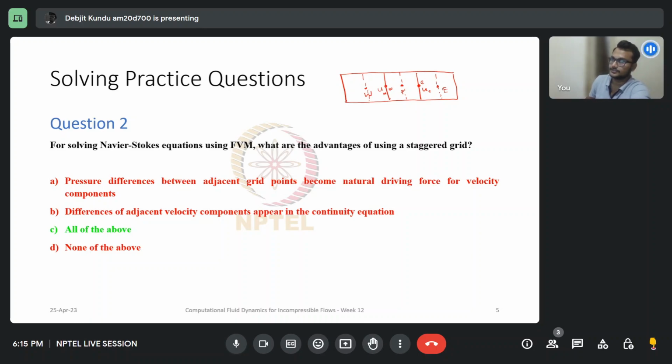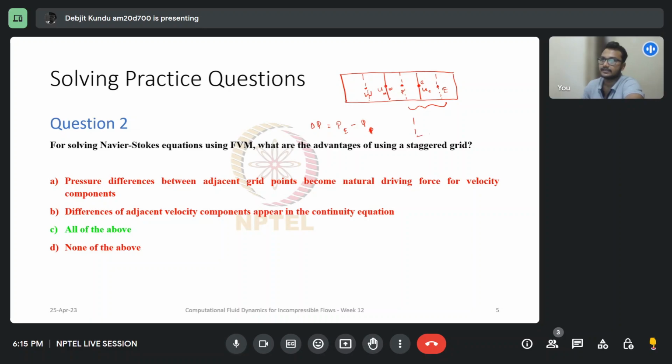Now, the first statement or option that says pressure differences between adjacent grid points become natural driving force for velocity components. So I want you to focus over here for this cell. So here, if I am taking the pressure difference, that is PE minus PP, I have the exact value stored over there, so I don't have to use any kind of interpolation. These are the values which I have ready-made, sort of.